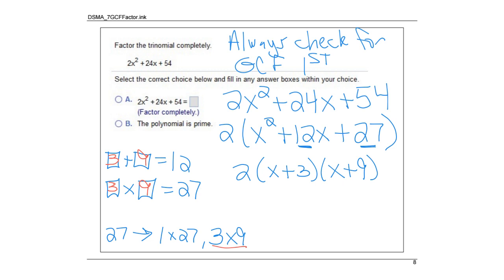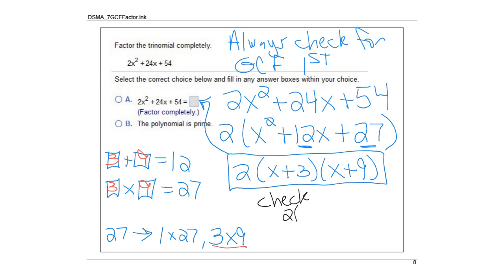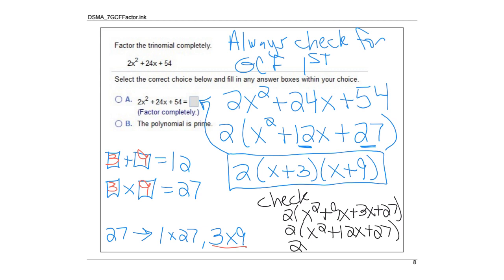Okay, and then you could check your work. Same idea. Let's go ahead and do that real quick. So if we check, we're going to FOIL, but we have that 2 out front. So when we FOIL, we get x squared plus 9x plus 3x plus 27. We're going to combine like terms in the middle. And then we're going to distribute the 2 to get back to the original problem. So it's good to check your work, especially check the middle term, because you want to make sure when we start doing signs that we have the correct sign. Okay, let's go to part 2.